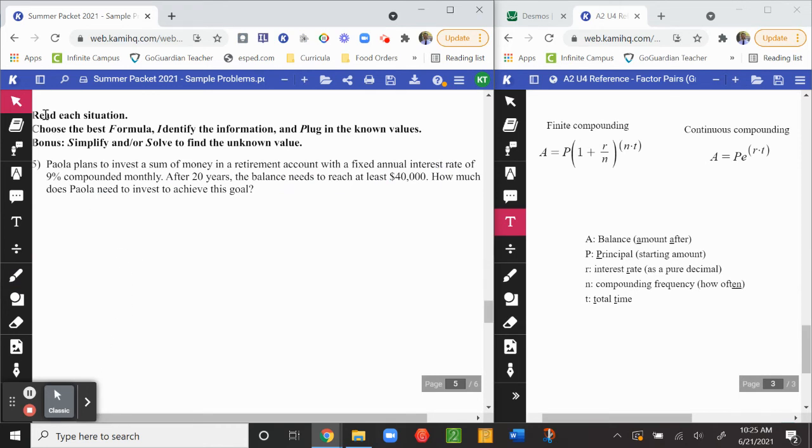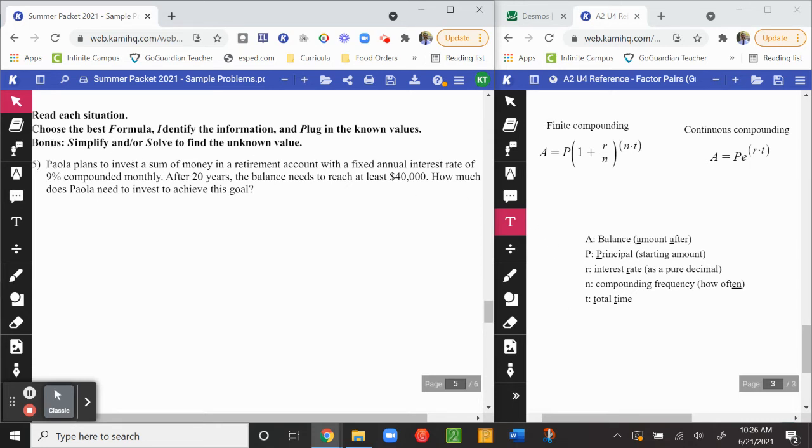Let's take a look at the fifth type of problem. These are problems that involve compound interest. I'm going to read the instructions. Read each situation. Choose the best formula, identify the information, and plug in the known values. As a bonus, simplify and/or solve to find the unknown value. For this, I'm going to use my reference about compound interest formulas, the two different formulas, and a key for what each variable stands for.